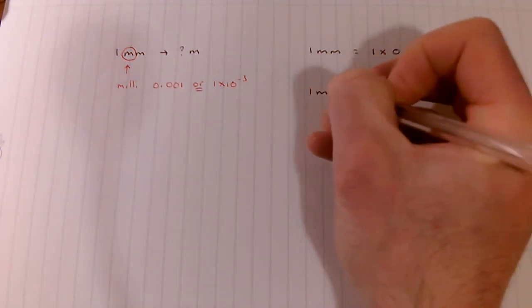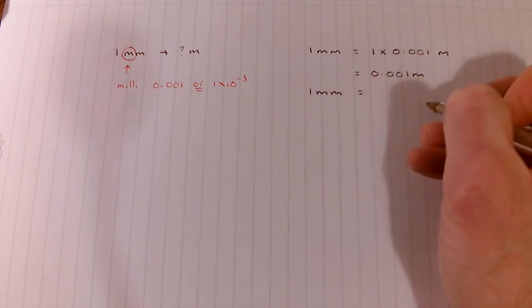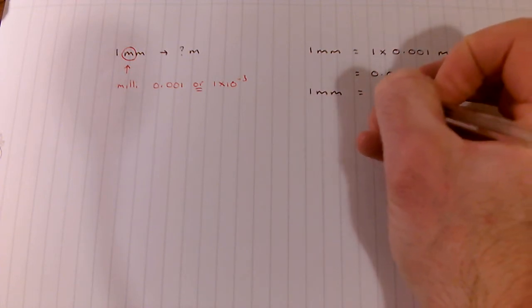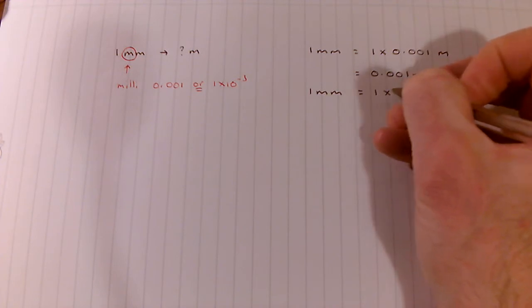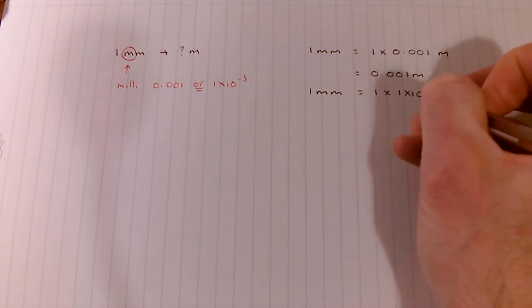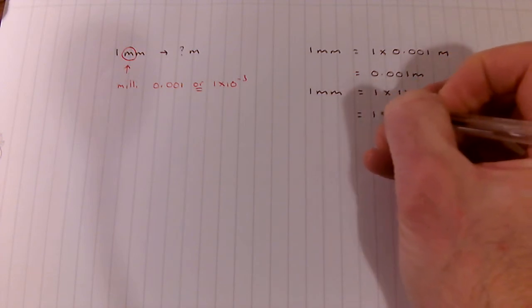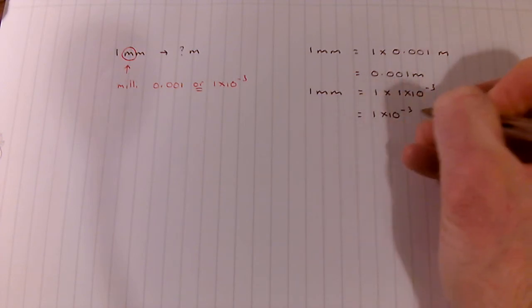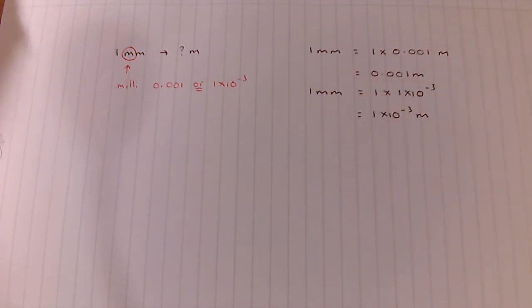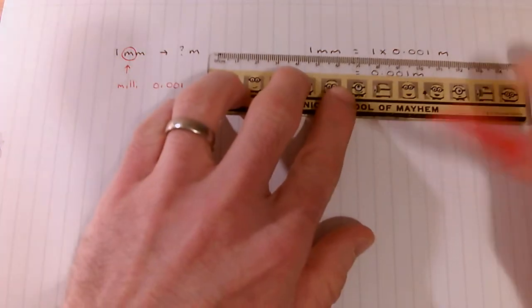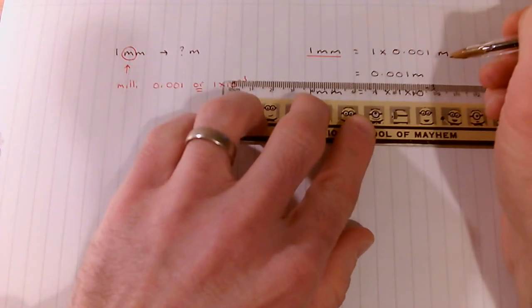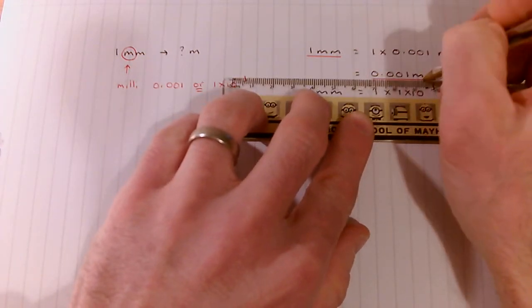Alternatively, I can express 1 millimetre in scientific notation. It's going to be the 1 for the 1 millimetre multiplied by the scientific notation 1 times 10 to the negative 3, which is 1 times 10 to the negative 3 metres. So I have two different ways in which to express the conversion from a millimetre into metres, into our standard unit.